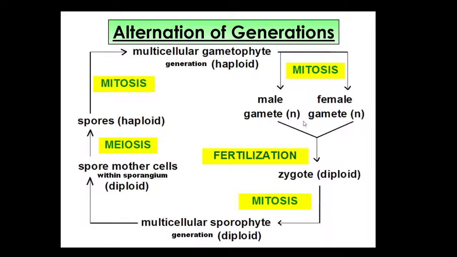You can show the alternation of generations in a circular diagram like we did 2 slides ago, or you can show it in a flowchart like this. This is illustrating the same points. You have multicellular gametophyte, mitosis, male gamete, female gamete, fertilization, zygote. From zygote, it can develop through mitosis into a multicellular sporophyte. Then, when it's ready, it will have mother cells within the sporangium. Mother cells will undergo meiosis to form spores, which are already haploid. Same process, just a more square flowchart.